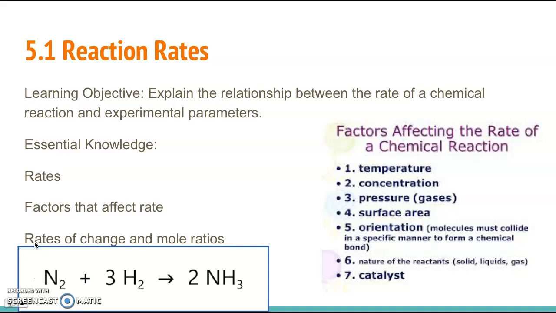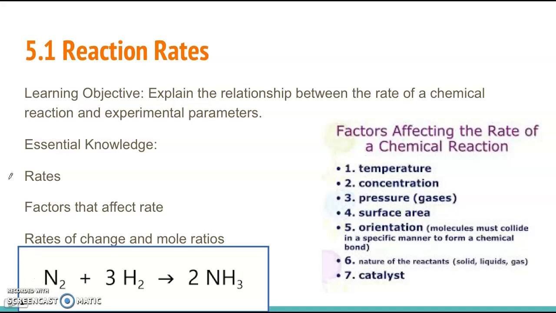All right, so section 5.1 is on reaction rates. The learning objective here is explain the relationship between the rate of a chemical reaction and experimental parameters. So some of the essential knowledge, the first one, just an understanding of rates. A rate in general is anything per unit time.